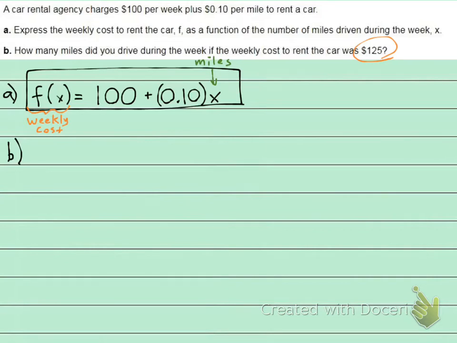Let's go back and find out how many miles. Now, you could just count them on your fingers. 1 mile would be $100 plus 10 cents. 2 miles would be $100 plus 20 cents. But you could be there forever doing that. So we're going to work the smart way. We're going to plug in 125 as my weekly cost. And then we're going to use our algebra to find what the x is.